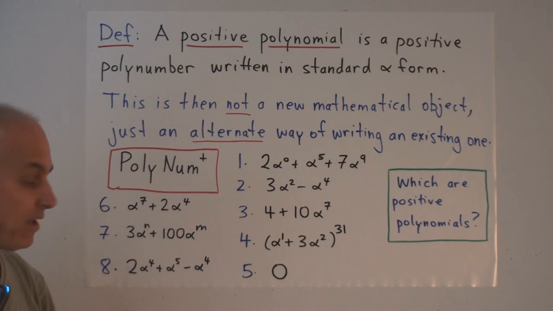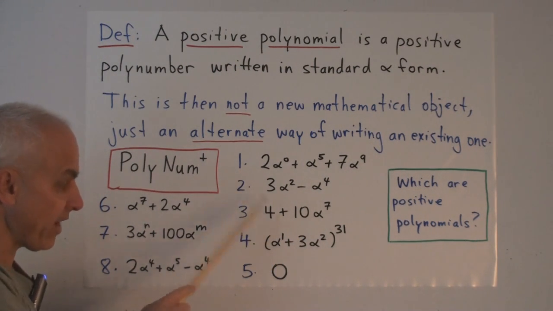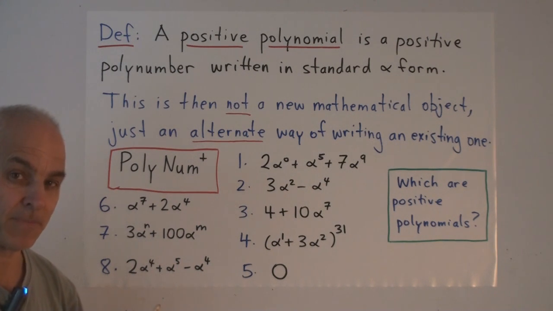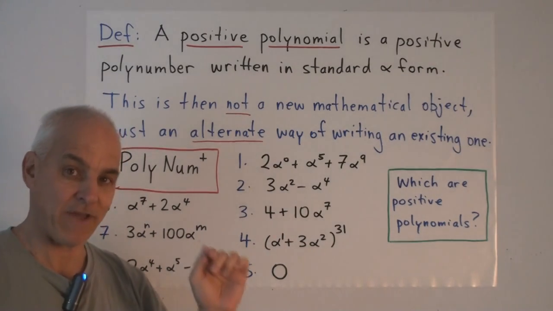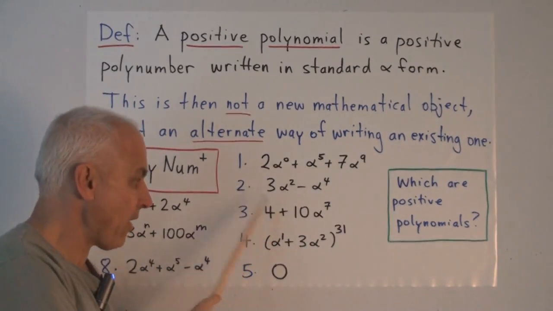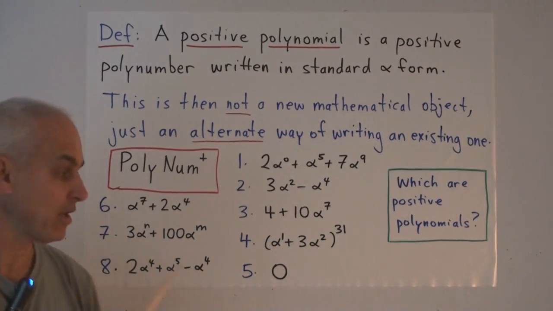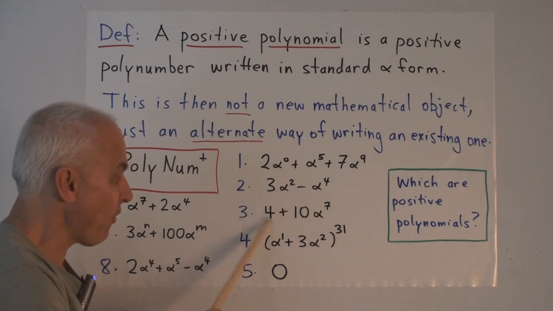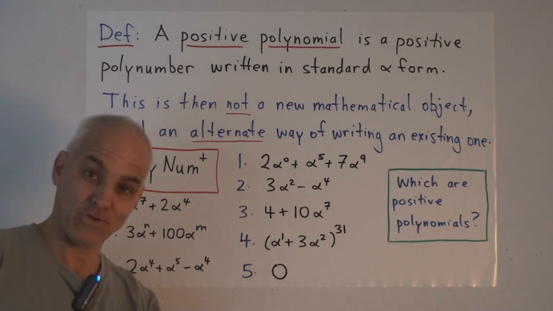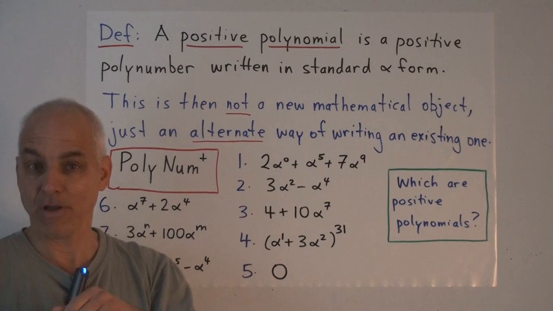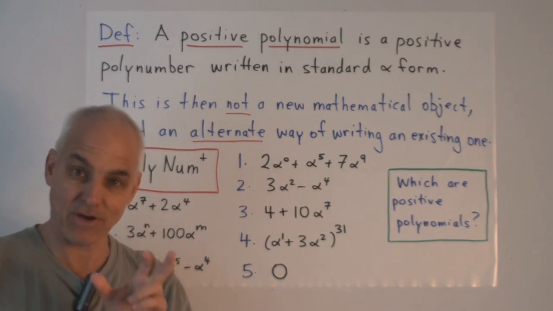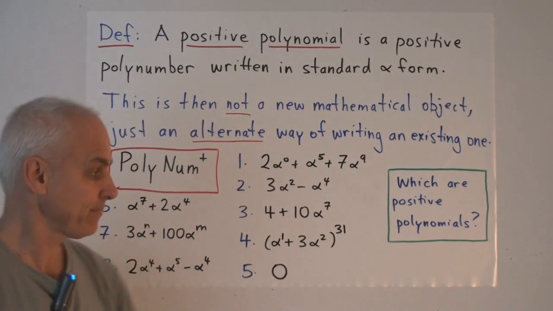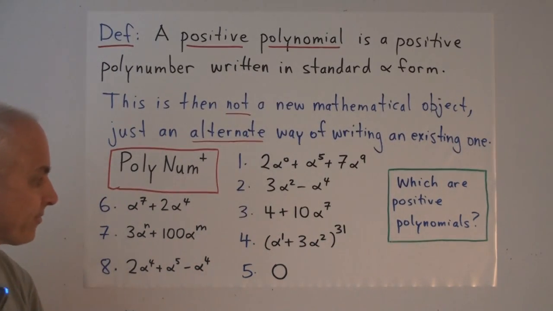Well, we're being a little bit fussy here. This 4 does not have an alpha to the 0 in front of it. We insist that all the terms have coefficients times powers of alpha. The trouble with allowing something like this is it's easy then to get confused between this number 4 being an actual number or being a polynumber. We want numbers and polynumbers to be different objects, technically. So that's why we're not going to allow this.